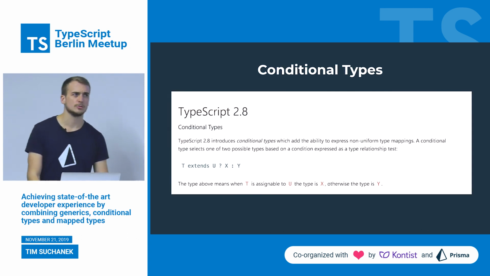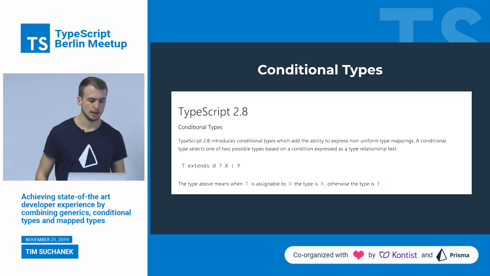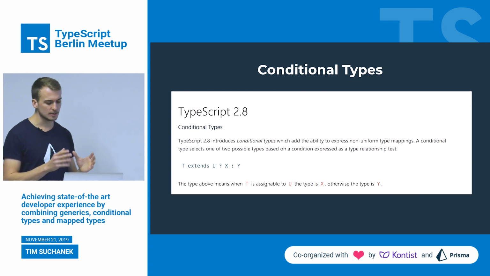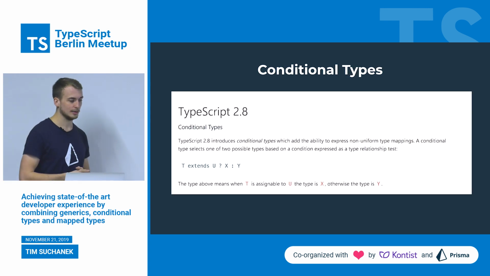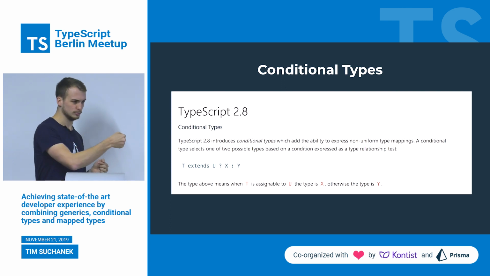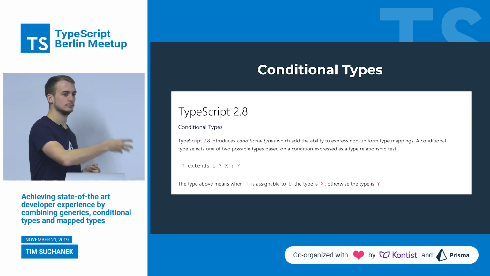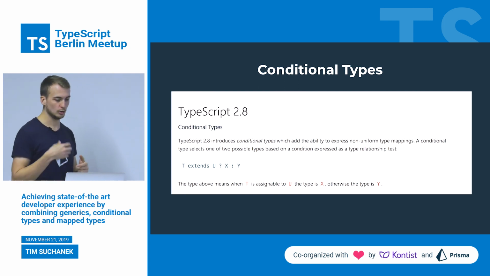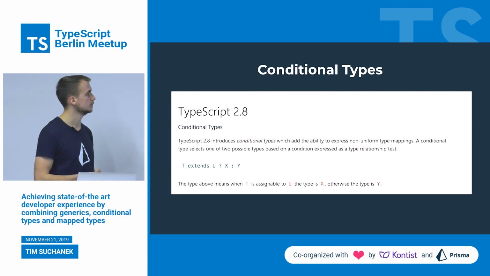Now in TypeScript 2.8, this concept of conditional types has been introduced, and the idea is basically, so again we have our T here. The idea is that we say if T is a U, then please return X. If it's not a U, return Y. So we can use these conditional types now on a return type of a function.